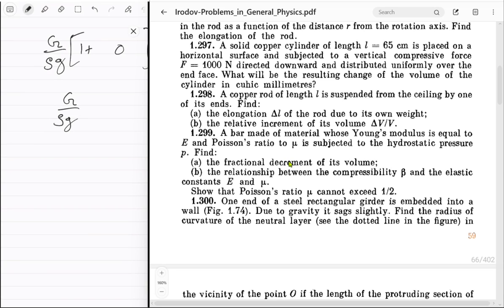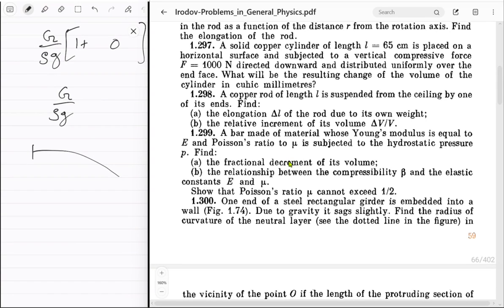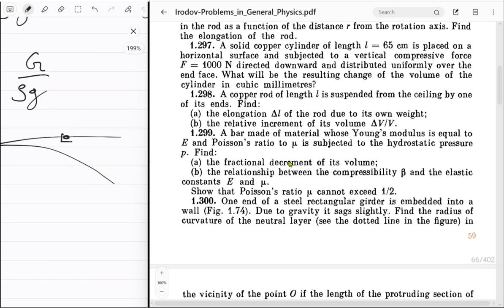Because think about it. You have this deformed horizontal bar, and before deformation, you might have this part. Yeah, this part might be like this actually.